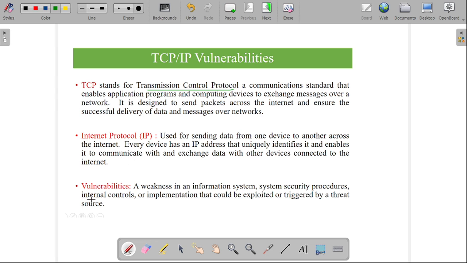The third concept is vulnerabilities. Vulnerabilities are nothing but weaknesses in your information system. There are some patches and network configurations that can be exploited by any attacker or threat. That is called a vulnerability.